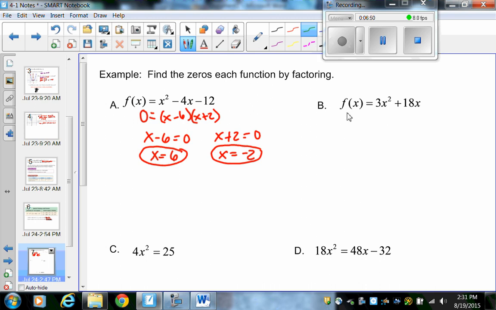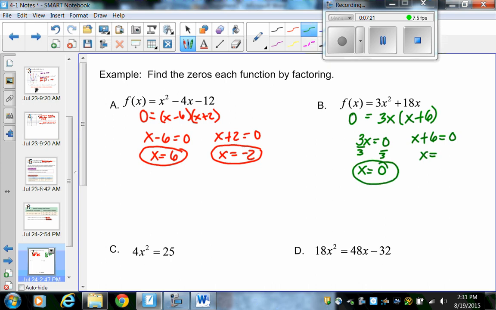Let's try another one. So we're going to set this equal to 0. When factoring, our first question is greatest common factor. So between 3 and 18, I can pull out a 3. Between x squared and x, I can pull out an x. So that leaves me with x plus 6. So now I can say that 3x has to equal 0, and/or x plus 6 has to equal 0. So if I divide both sides by 3, that tells me that x has to be 0 and negative 6.